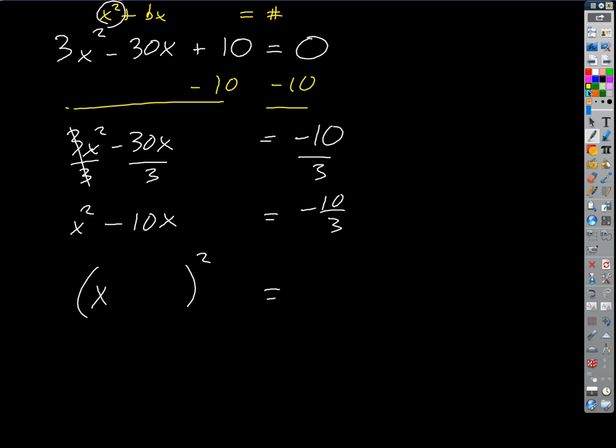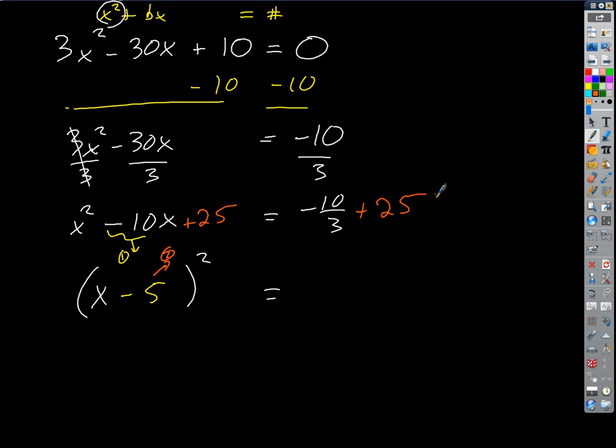X minus 5. Everybody agree? We take half of negative 10, which gives us negative 5, so there's step 1. What's step 2? You square it. So I'm going to take the minus 5 and square it. So that's going to give me 25. Whoops, 25 on both sides.